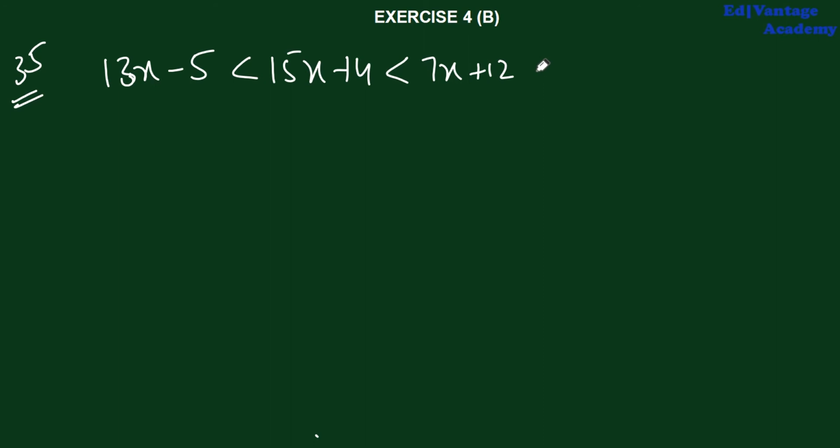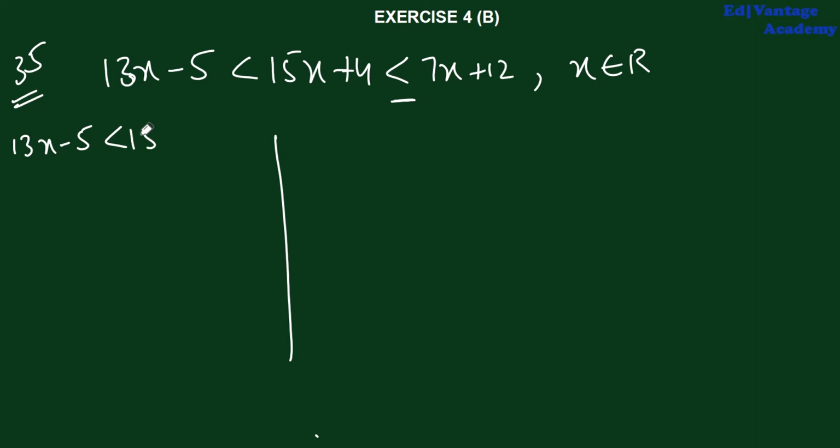So it's given 13x minus 5 is lesser than 15x plus 4 is lesser than or equal to 7x plus 12, and x belongs to real number. Okay, so you can see here, as I taught you in previous video, you have 2 times inequality signs. It actually means this and this, like it's 13x minus 5 is lesser than 15x plus 4, and 15x plus 4 is lesser than or equal to 7x plus 12.